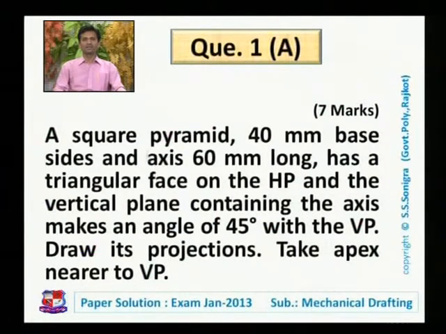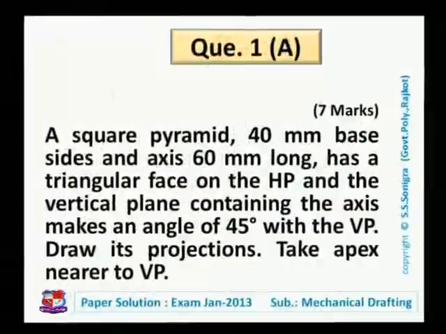Here it is given that its triangular face is resting on HP. A square pyramid has 4 triangular faces. It is resting on its triangular face on HP, and further it is given that the plane containing the axis makes an angle of 45 degrees with the vertical plane. This question is asked for 7 marks, so we have to solve it within 18 minutes maximum. And the condition is given: take apex nearer to the vertical plane. Now, the solution of this problem.